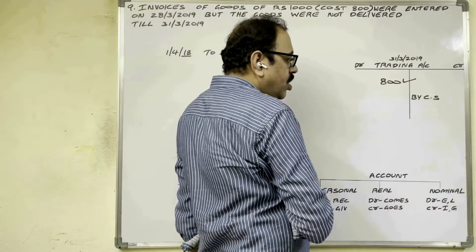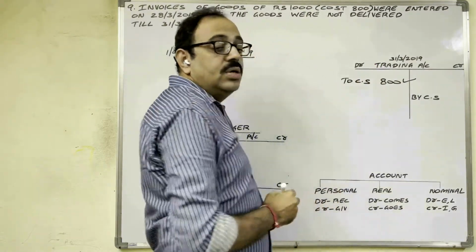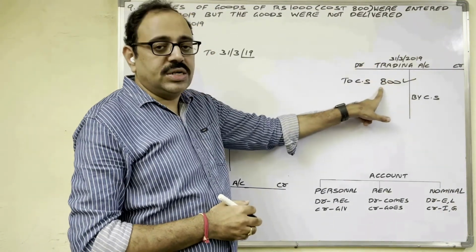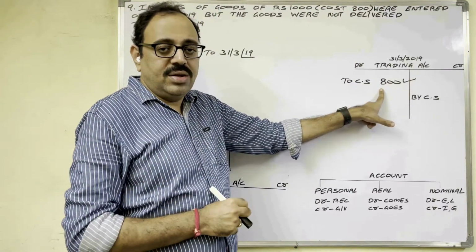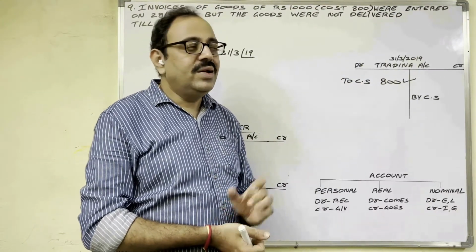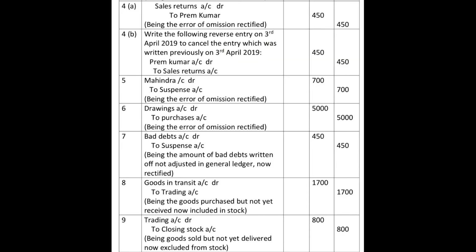And what to write in the particulars column? The same account name: To closing stock. Then the rectification of error entry is on the trading account debit side. Therefore, while writing the rectification of error entry, the trading account should be debited and the closing stock account should be credited. So the rectification of error entry is trading account debtor to closing stock account, 800 rupees, not 1000. Ninth, trading account debtor to closing stock account, amount 800. Narration: being goods sold but not yet delivered, now excluded from stock.